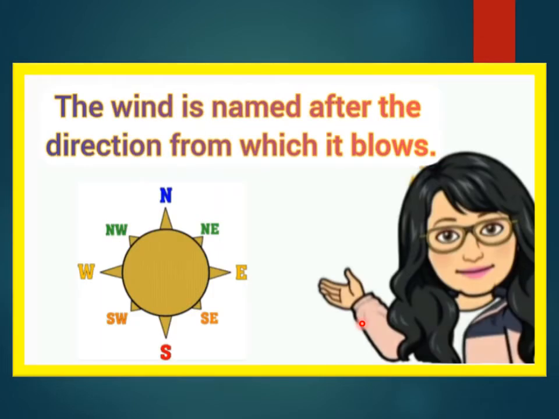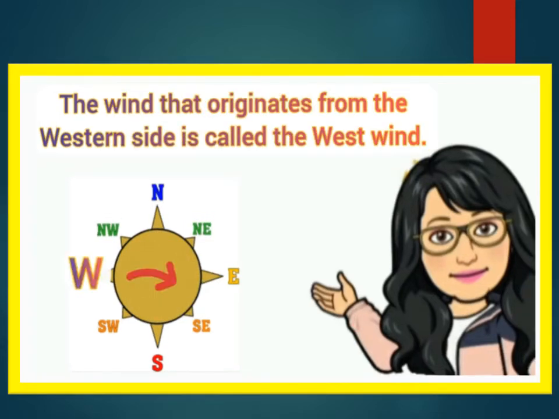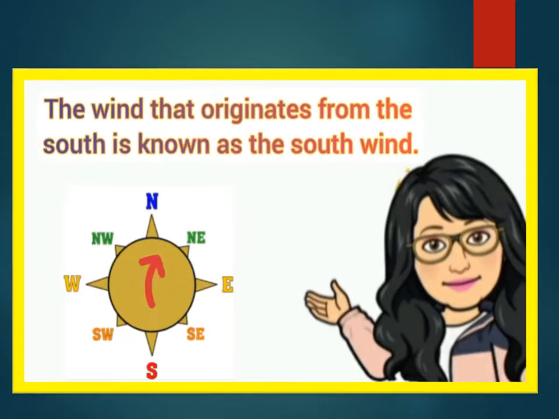The winds are named after the direction from which they blow. For example, the wind that originates from the western side, you can see this arrow, is called a west wind or westerlies. If they blow from the eastern side, they are called easterlies. And winds that originate from the south are called south winds. If they blow from the north, they are called north winds. So depending on the direction of the winds, they are given their name.